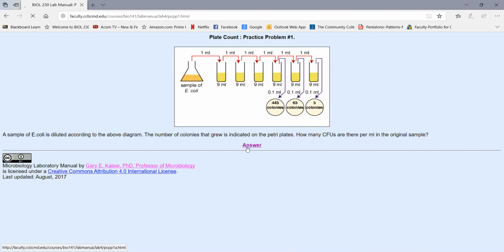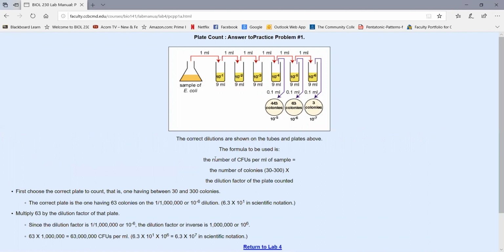So let's look at our step-by-step answer. Here's the formula. The number of colony forming units per milliliter in the sample equals the number of colonies we count next time, remembering that we're only going to count 1 plate, one that has between 30 and 300 colonies. And we multiply that by the dilution factor of the plate. We find the dilution on the plate and we invert it to get the dilution factor.